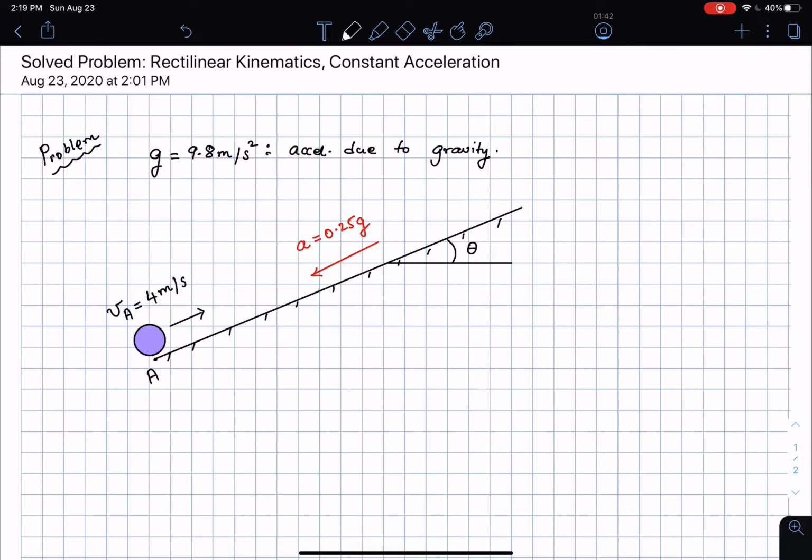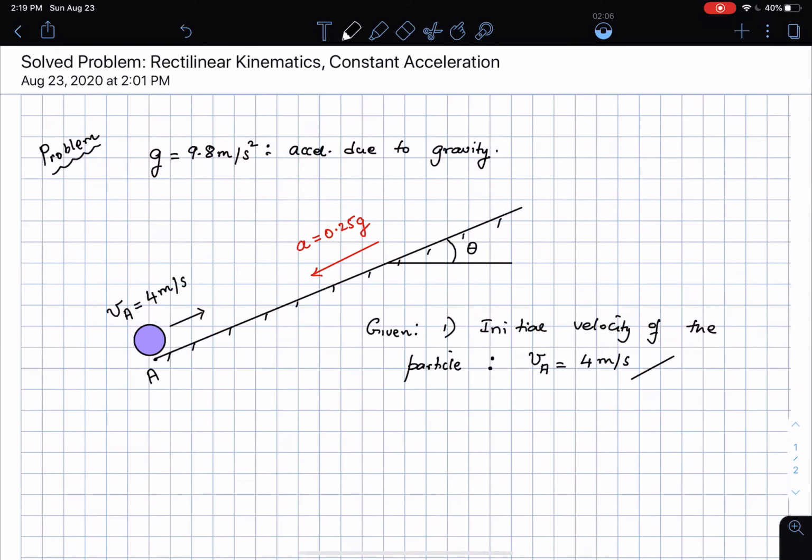All right, so the things that are given to us in this problem. The initial velocity of the particle, that is v suffix A, which is 4 meters per second, and I'm going to draw it using this particular arrow here, which says that it is pointed up the incline.